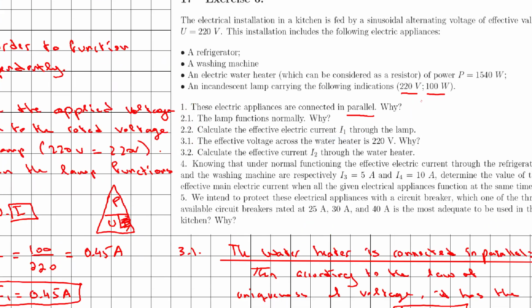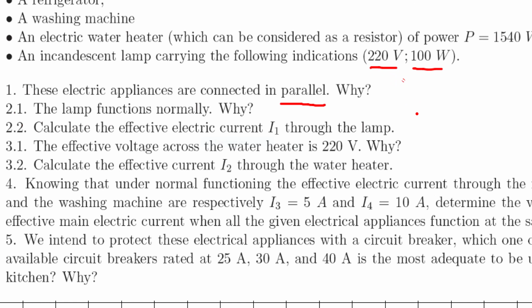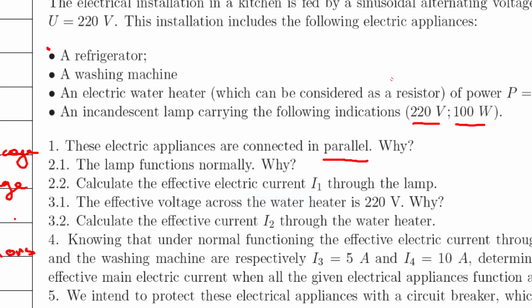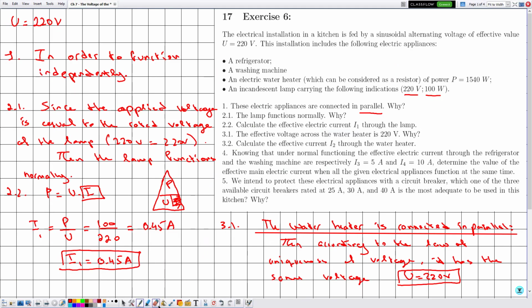Now notice that in this case we have three different questions that are related to the same idea. If they are asking us why they are connected in parallel, we say in order to function independently. If they are asking us about the functioning of the lamp, we compare the rated to the applied. If they are asking us why it is 220 volts, because it is connected in parallel. Here we cannot say because it's functioning normally, because we don't know the rated voltage of the water heater. In fact, all of these appliances will function under a voltage of 220 volts.